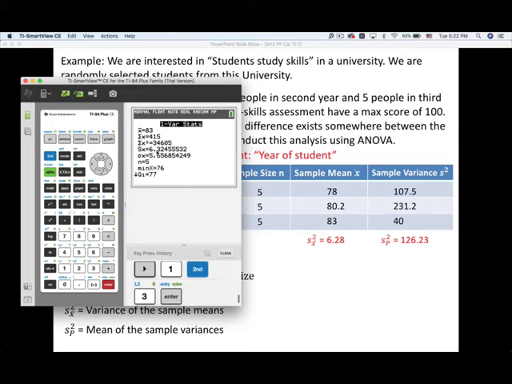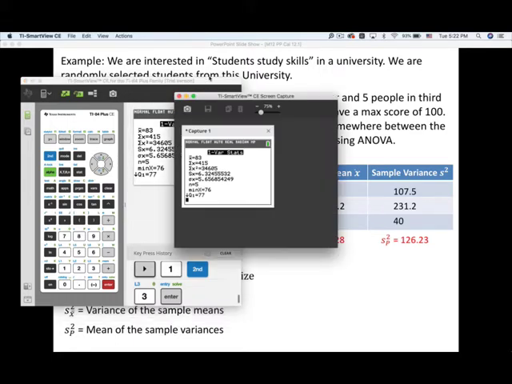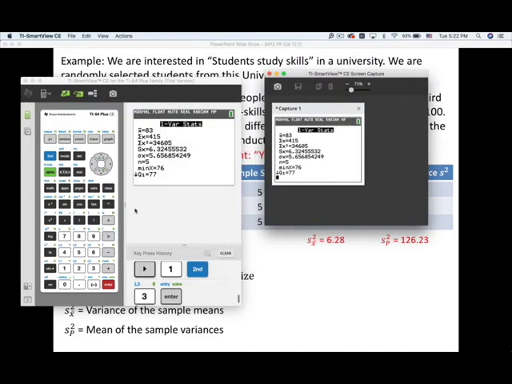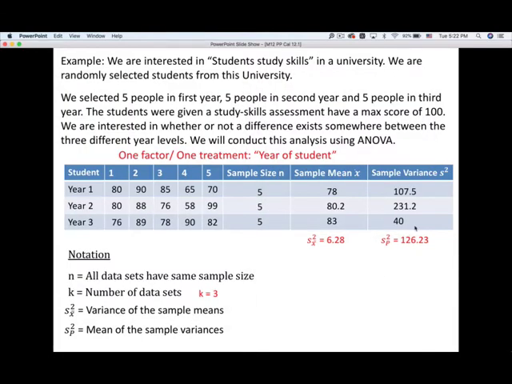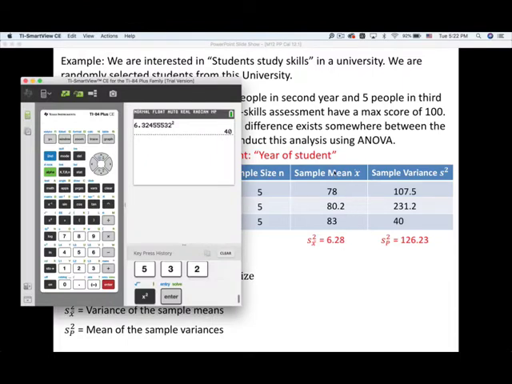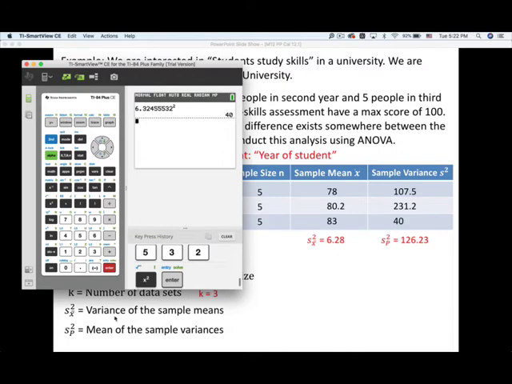For the sample variance, we're going to square it. So 6.3245532. Square it. You will have a 40 in here. Okay, 40.